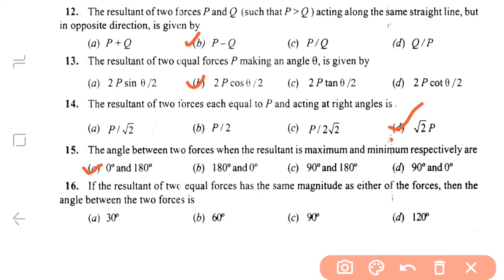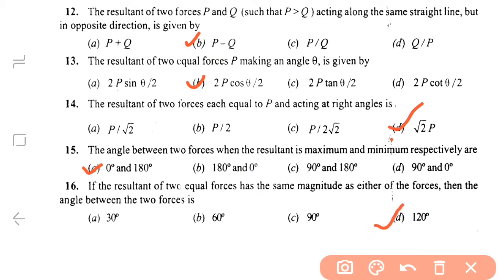Now friends, next is question number 16. If the resultant of two equal forces has the same magnitude as either of the forces, then the angle between the two forces is. Here friends, options are 30 degree, 60 degree, 90 degree and 120 degree. Correct option is option D, that is 120 degree.